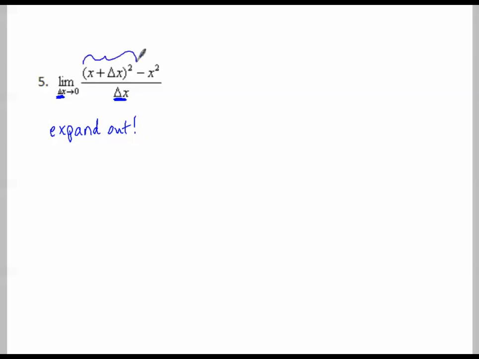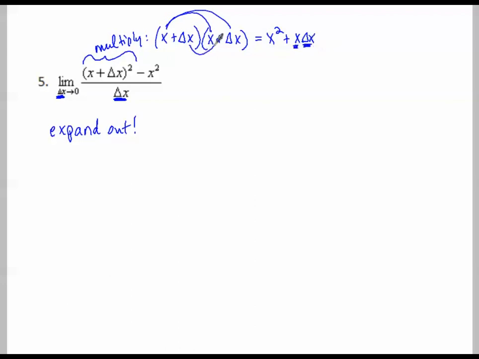That means multiply this out. That x plus delta x times itself, x plus delta x. So remember what that is when you FOIL: x squared plus x delta x. X is a variable, delta x is a variable. They are two different variables. Inners is another x delta x. Delta x times delta x is delta x squared. Not x squared, delta x squared. It's its own variable.